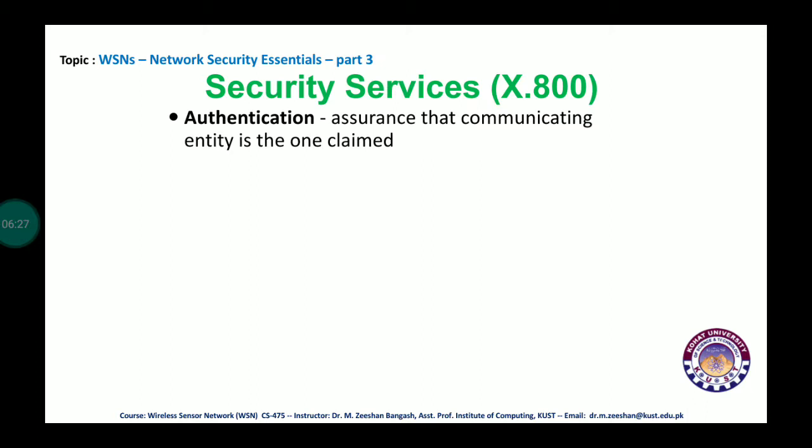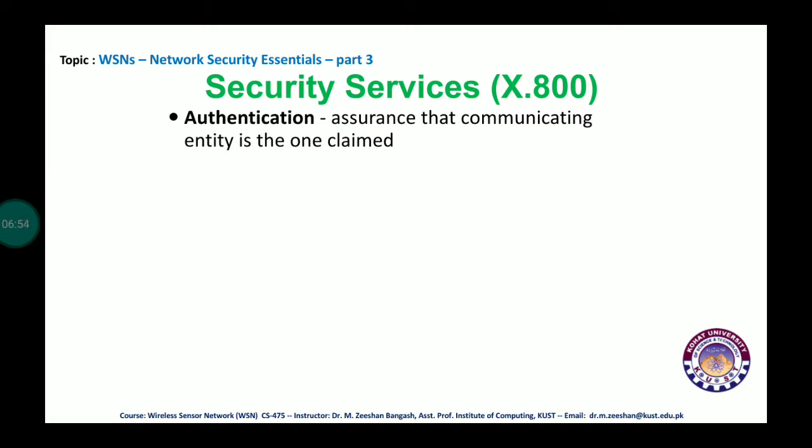Now, there are five security service categories that will be discussed. In fact, there are six categories, and a total of 14 specific services have been defined in X.800, and there is always a degree of ambiguity as to the meaning of these terms.